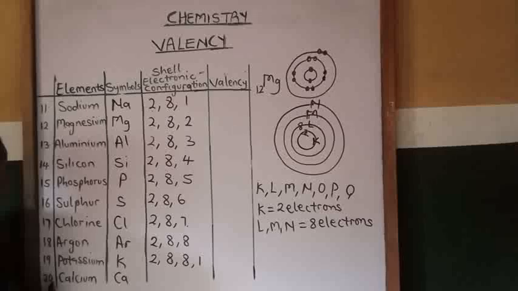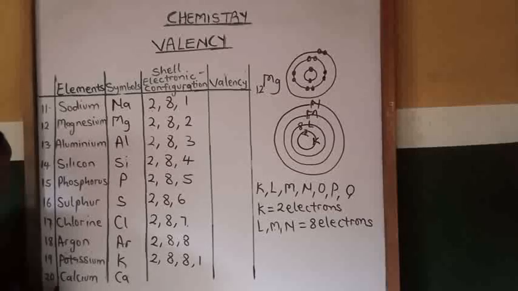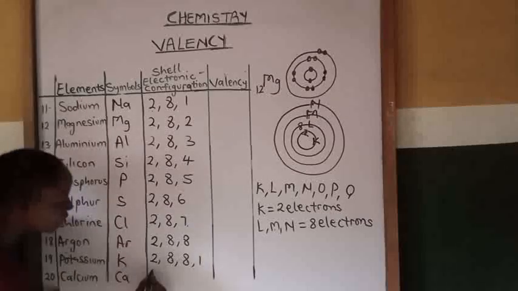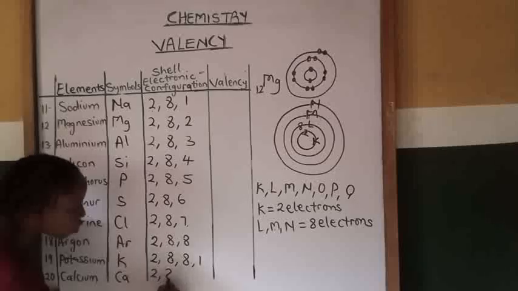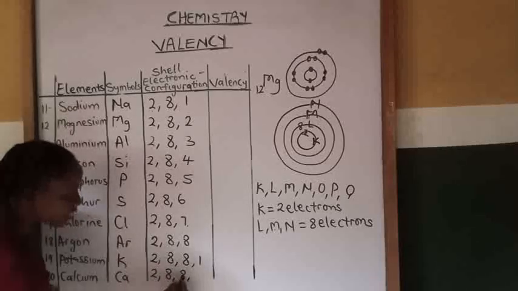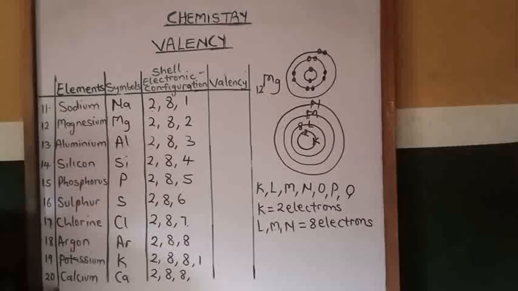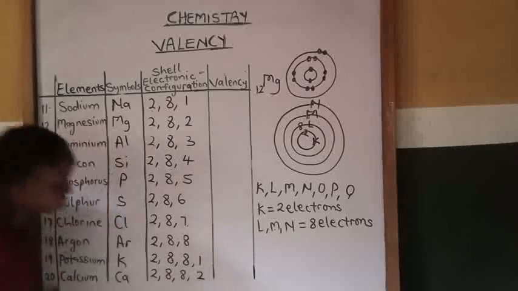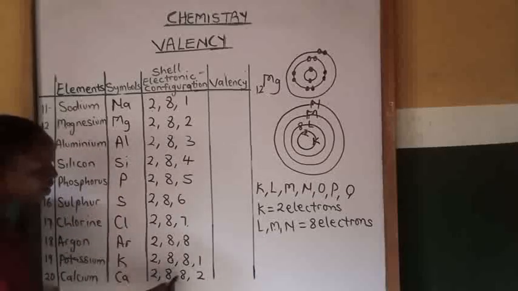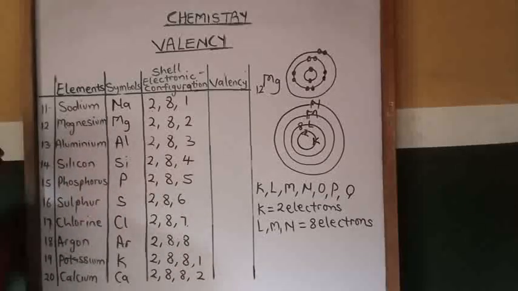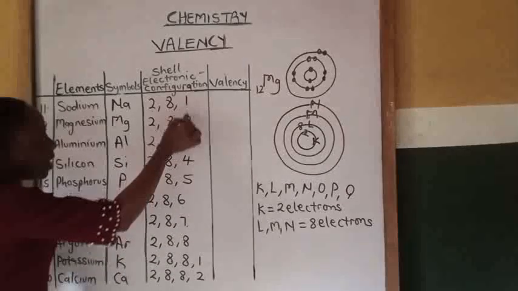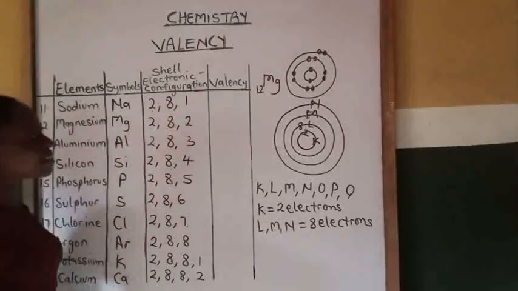So the last one is calcium. So the first shell will take 2. The second will take 8. The third will take 8. 2 plus 8 plus 8, that is 18. So out of 20 will remain 2 electrons. So this is the K, L, M, N shell. So their last electron is called the valence electron.